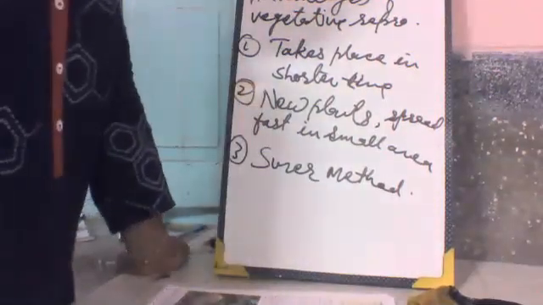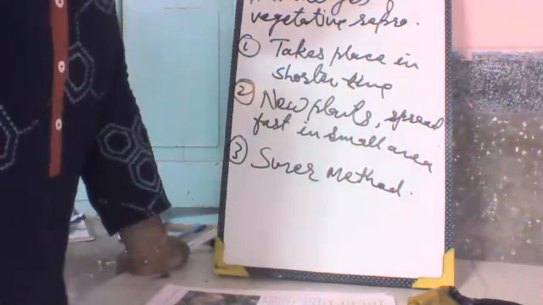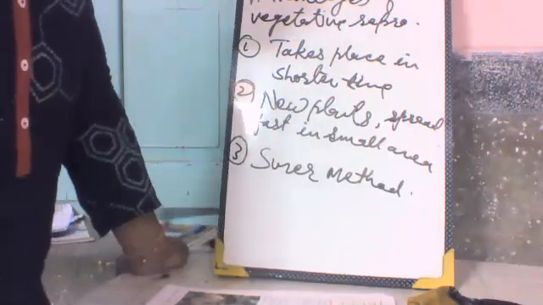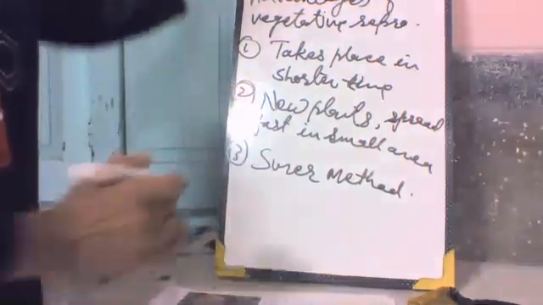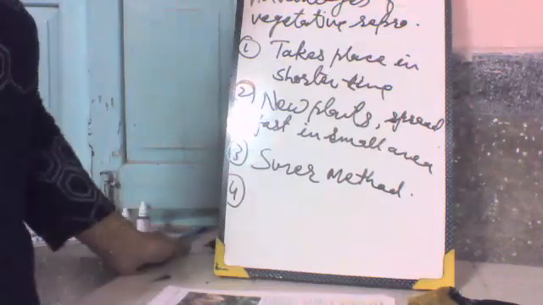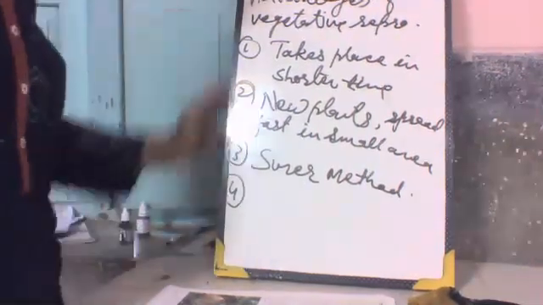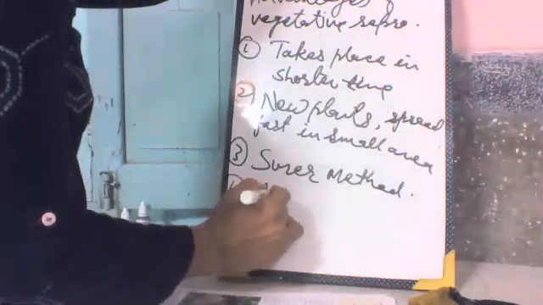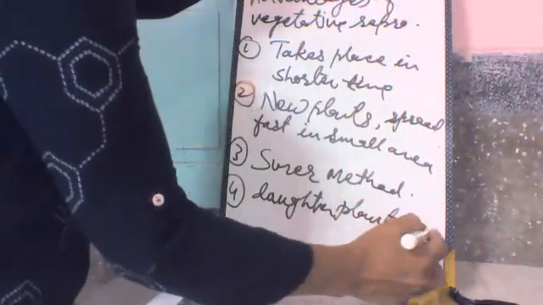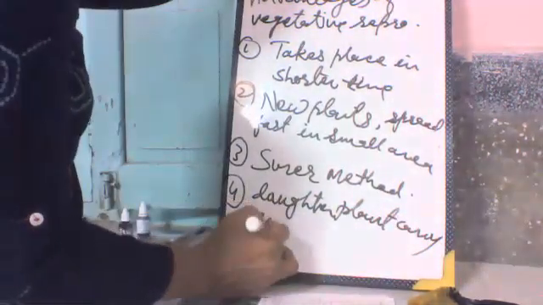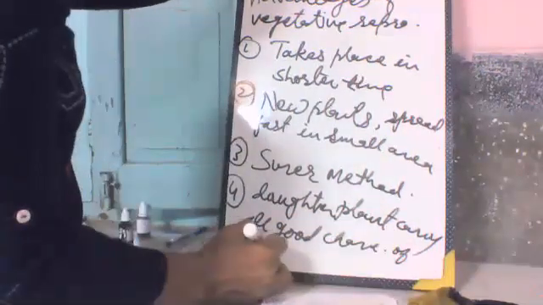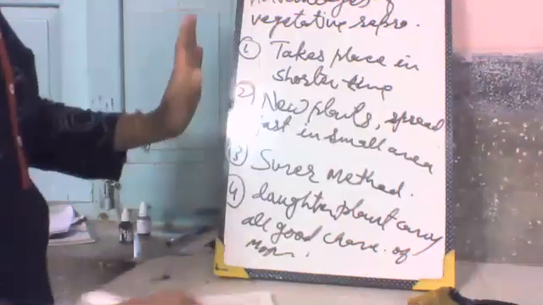And one more advantage of this reproduction is that all the good characters of the mother plant are retained by the daughter plant. The daughter plant has all the good characters of its mother plant. These are the advantages of reproduction by vegetative means.